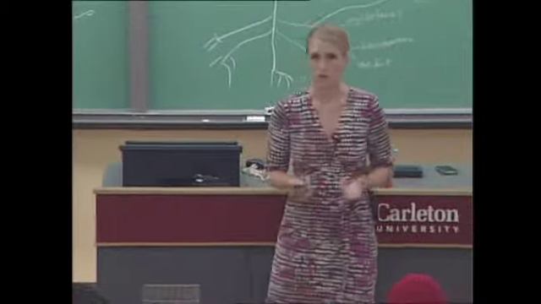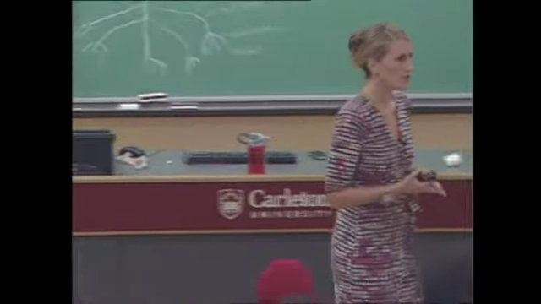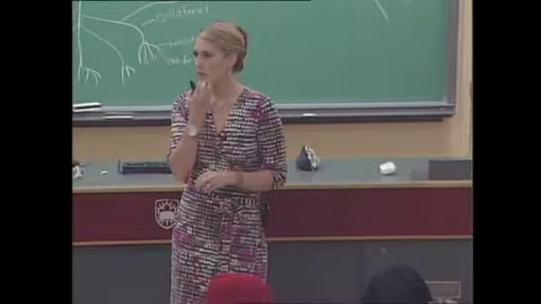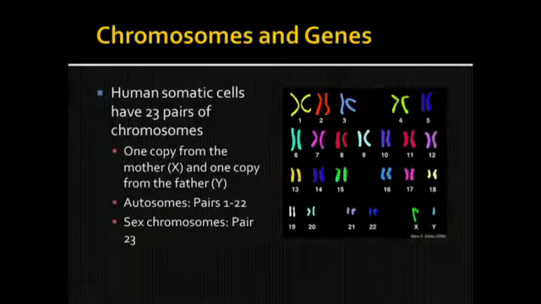So a little bit more about chromosomes. This should be a review for anybody who has had biology as a background, and I apologize. But we do need to make sure that everybody else is on the same page. So humans, our somatic or bodily cells, have 23 pairs of chromosomes.